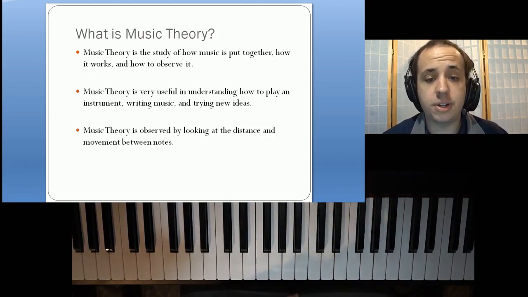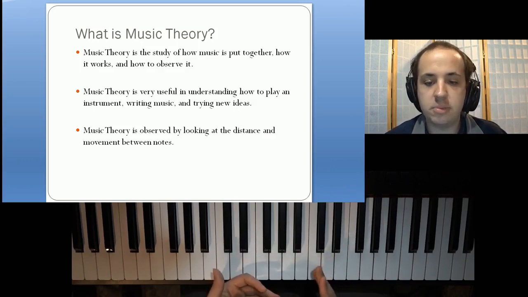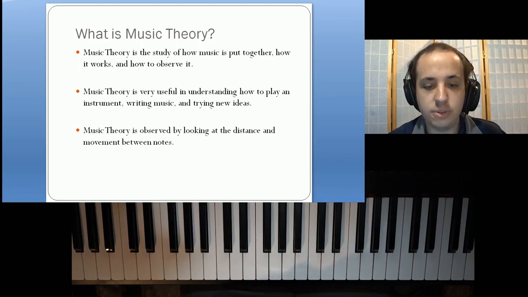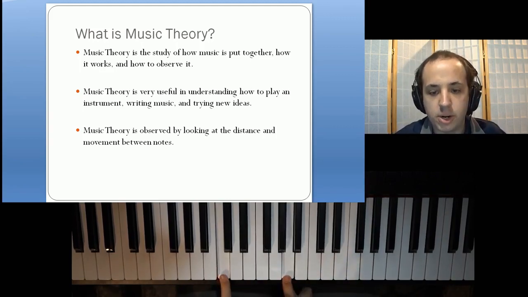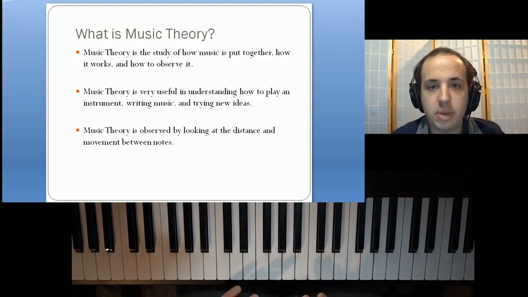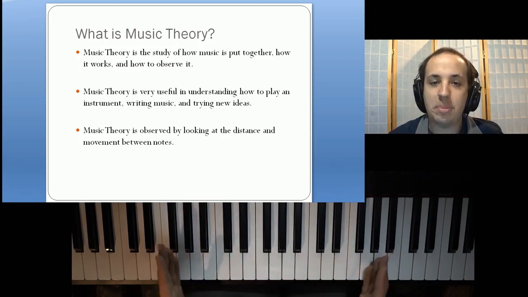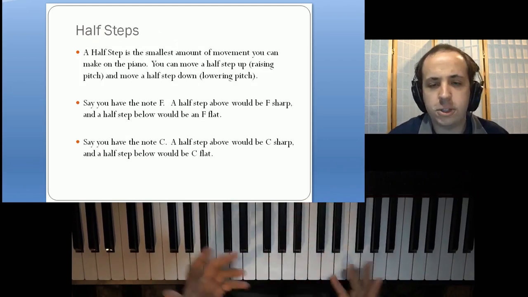So what is music theory? Music theory is the study of how music is put together, is my own definition, how it works, and how to observe it. Music theory is very useful in understanding how to play an instrument, writing music, and trying new ideas. It really helps expand your mind in this way. Music theory is observed by looking at the distance between notes and the movement between the notes. Say you have two notes, they're a certain distance apart, and then you may move between them in a certain way. You have to be able to observe that, write it down, and figure out what's happening when you learn music theory, rather than just playing it.